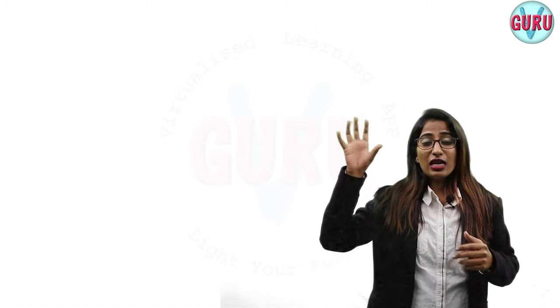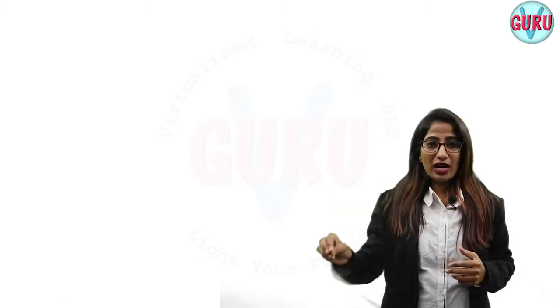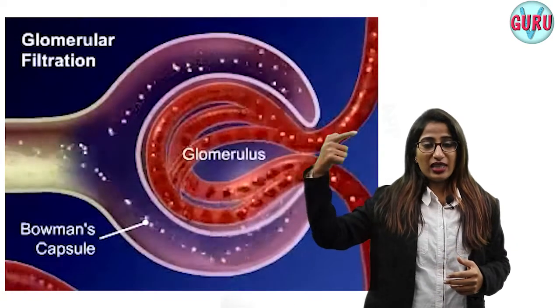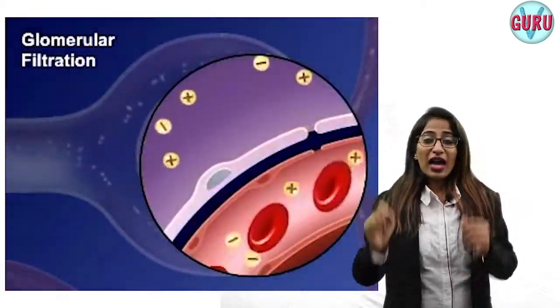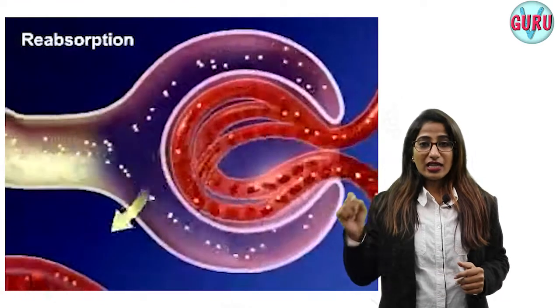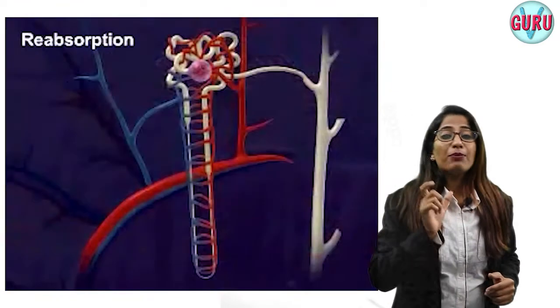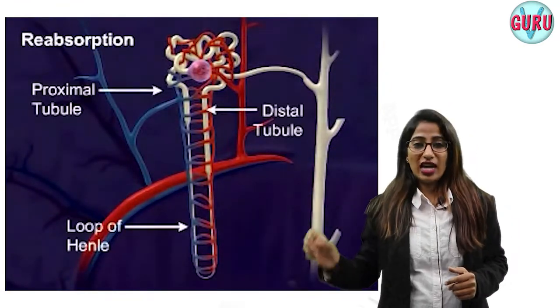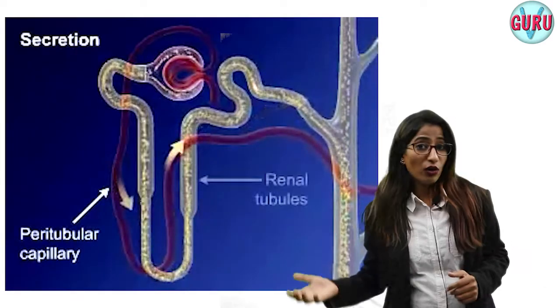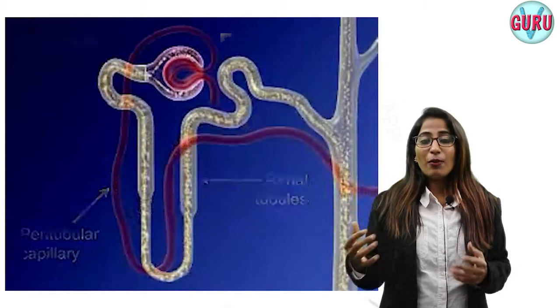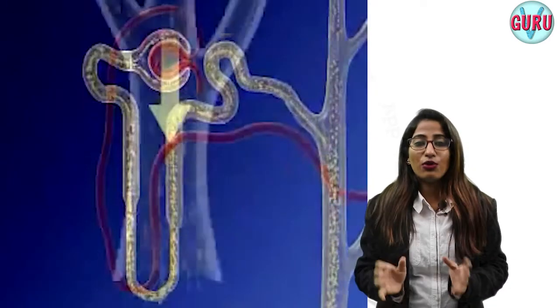So, we also discussed the steps in the purification of the blood, that is the mechanism of urine formation. The first stage in that is glomerular filtration, the second stage is tubular reabsorption, the third stage is tubular secretion and the fourth stage is formation of concentrated urine.